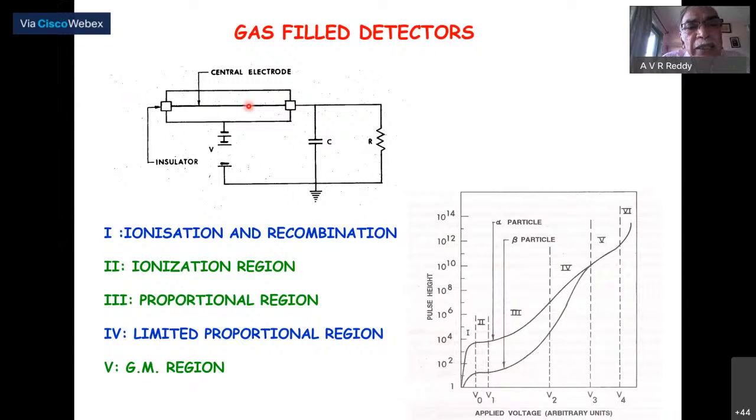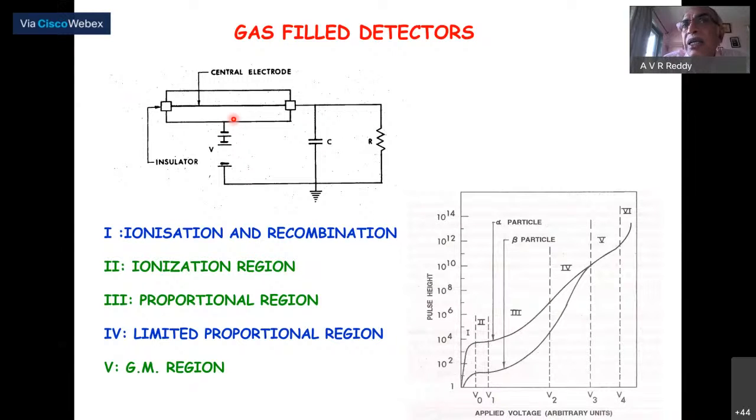So how to get the signal? This is where the role of voltage comes in. Because of applying this voltage, electrons will be pulled towards the central wire and positive ions move towards the cathode, that is the body.